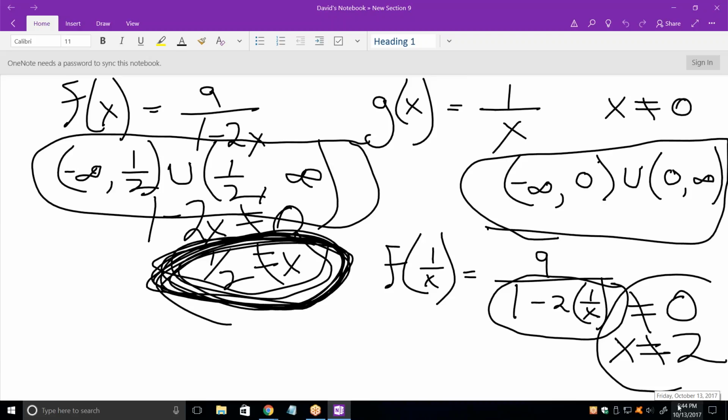So that's my new domain of the composite function, but I still have that x can't be 1/2 either, so I have to include that. In other words, you never lose restrictions, you only gain them. When I took the composite function, I still have the restriction that it can't be 0, I still have the restriction that it can't be 1/2, and I have a new restriction that it can't be 2.